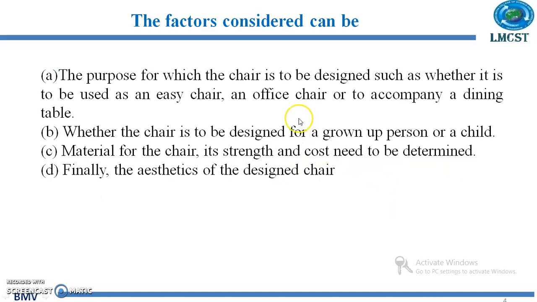So the factors can be: one, the purpose for which the chair is to be designed, such as whether it is to be used as an easy chair or an office chair or to accompany a dining table. Then whether the chair is to be designed for a grown-up person or a child. Then the material for the chair, its strength and cost need to be determined. Finally, the aesthetics of the designed chair. So these are the factors which can be considered in this basic design stage.